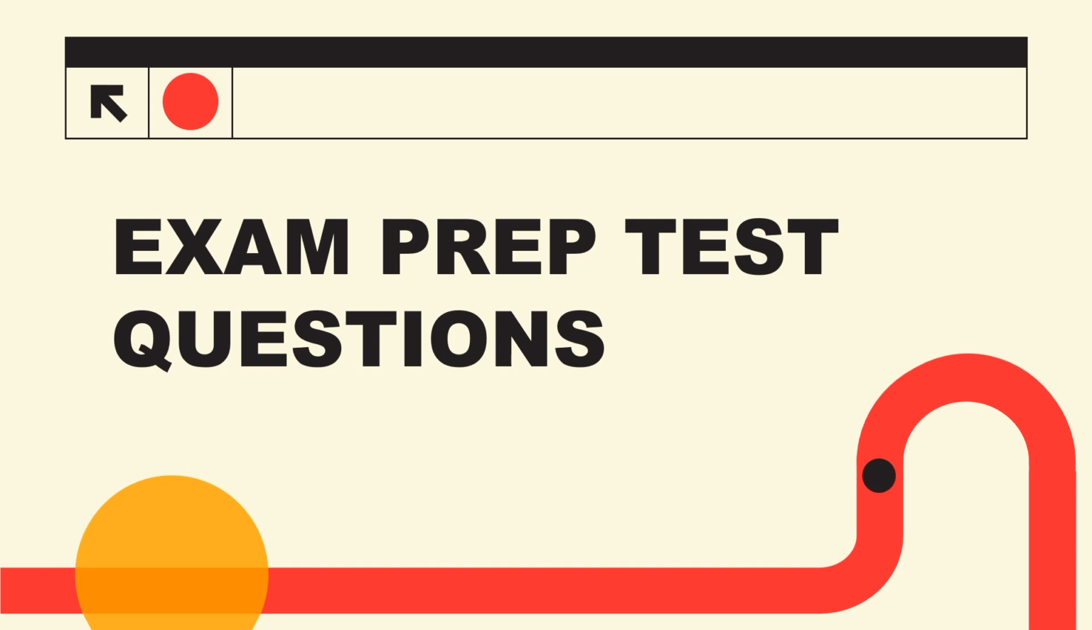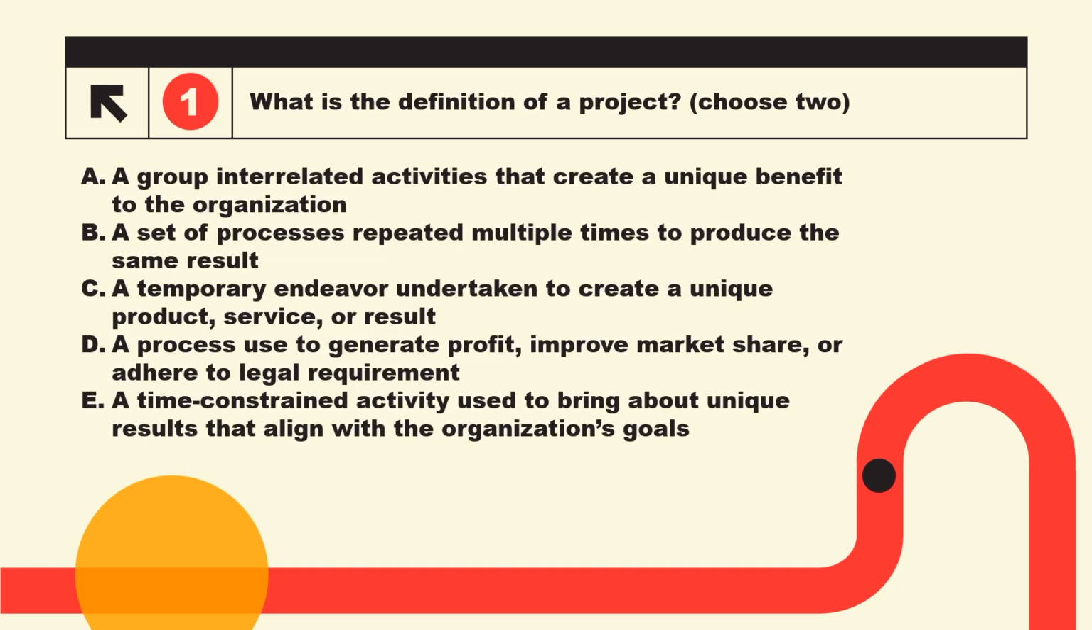And here are some exam prep questions for anyone who's taking the PK0-005 certification exam. What is the definition of a project? Choose two. A, a group of interrelated activities that create a unique benefit to the organization. B, a set of processes repeated multiple times to produce the same result. C, a temporary endeavor undertaken to create a unique product, service, or result.